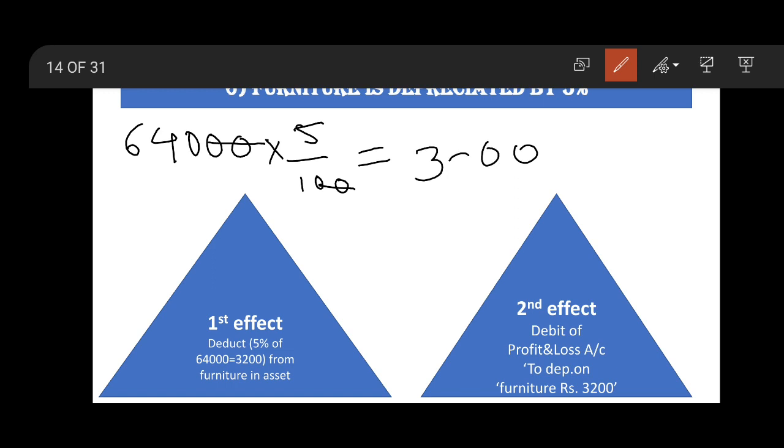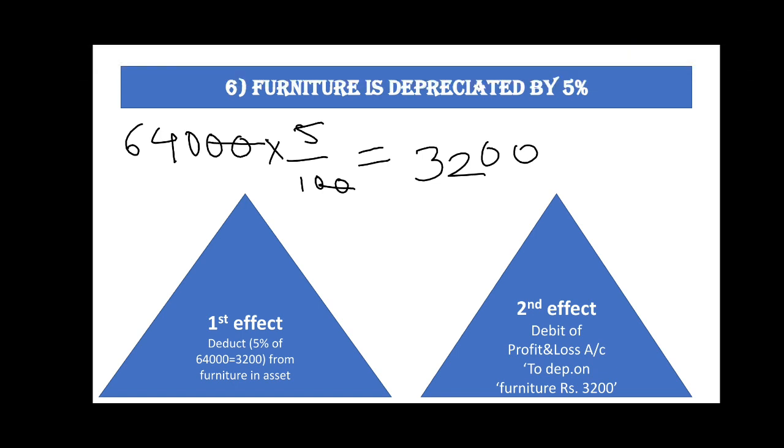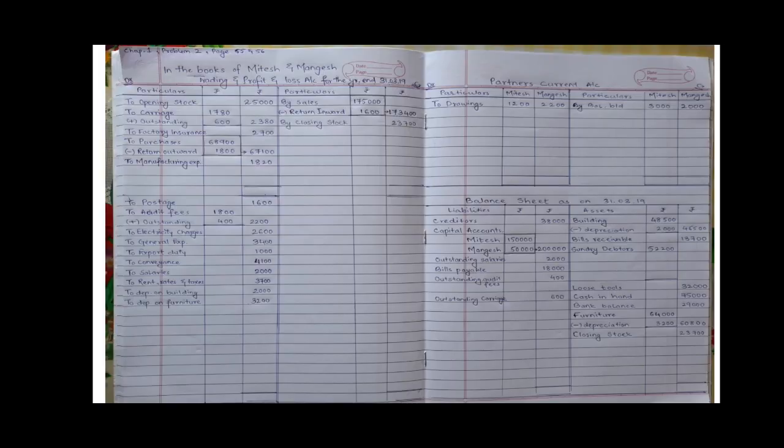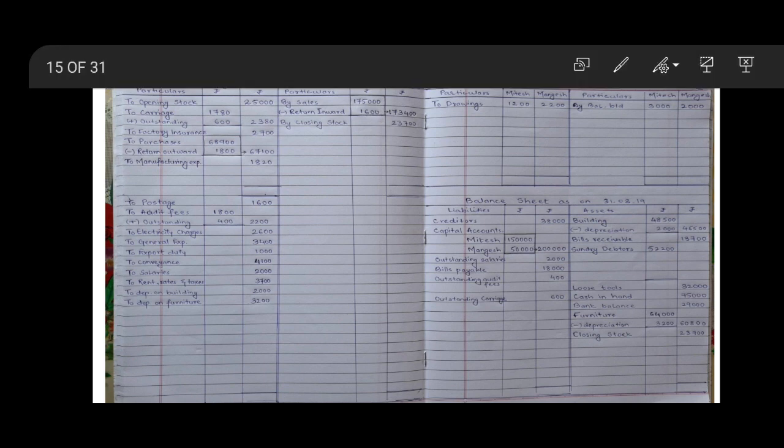So 3,200. That is 5% on 64,000, the depreciation amount of furniture. Again, the first effect goes to deduct this 3,200 from furniture, and then transfer it to the debit side of profit and loss account. In this way. What we have done here, I'll show you. Furniture was already written 64,000 less depreciation 3,200, what we have calculated. Next effect to depreciation on furniture 3,200.